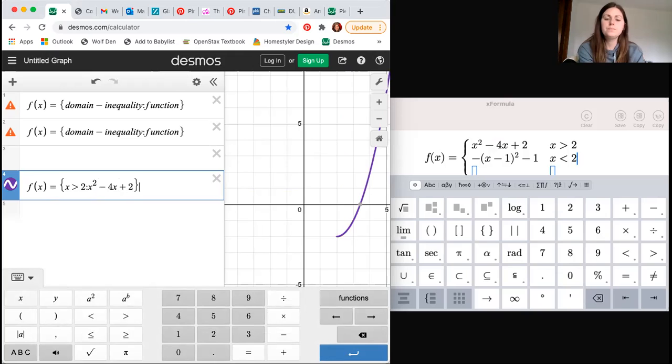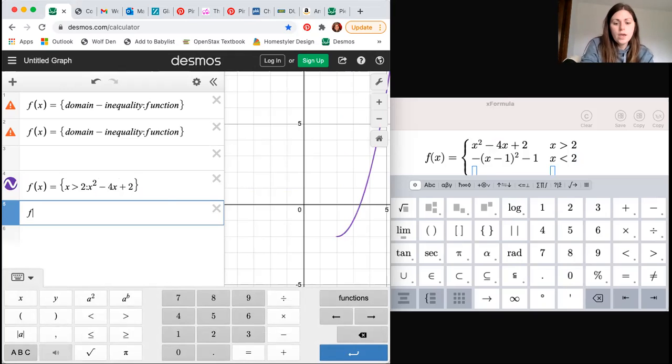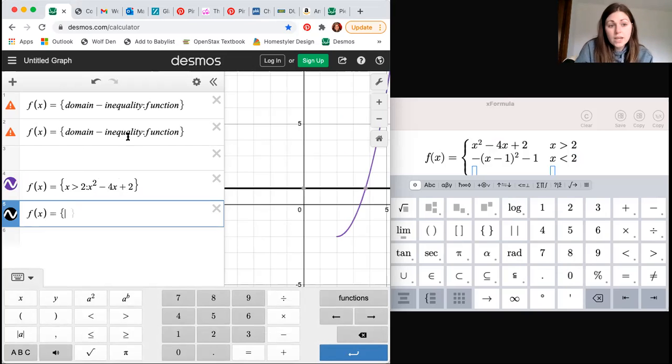And close your brace. So there's the first piece of your piecewise function. Now we need to do the second piece. F of x equals, just like up here, open another brace. Take the second inequality row, so right here, type this inequality piece in. So that's going to be x is less than 2, colon, and then type that function piece in the second row.